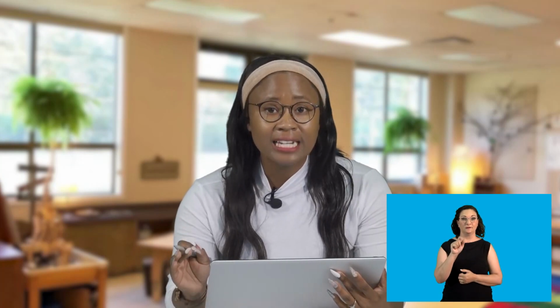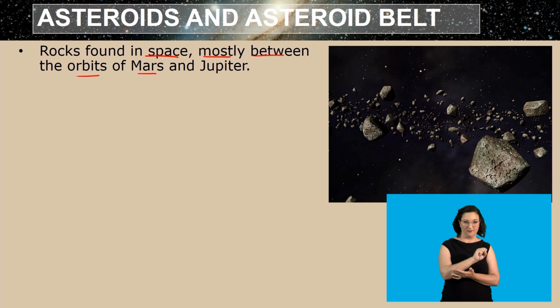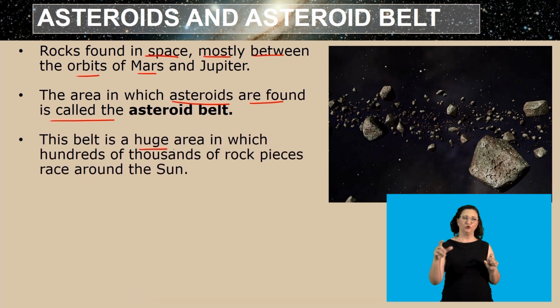Welcome back, learners. Now let us look at our third concept, which is the asteroid and the asteroid belt. Rocks found in space, mostly between the orbits of Mars and Jupiter, are the areas in which asteroids are found. This is called the asteroid belt. This belt is a huge area in which hundreds of thousands of rock pieces race around the sun.